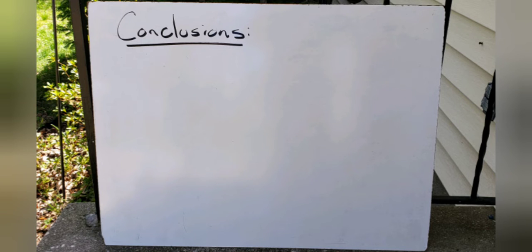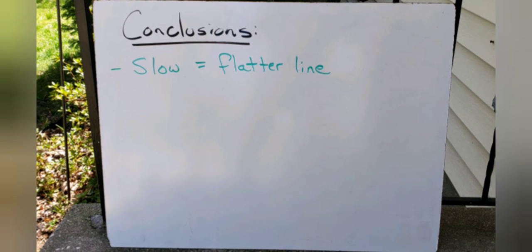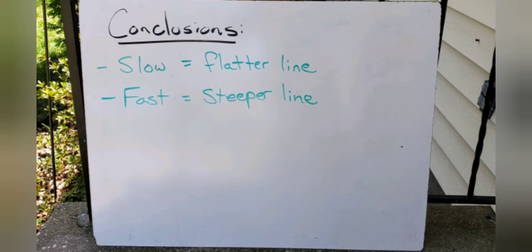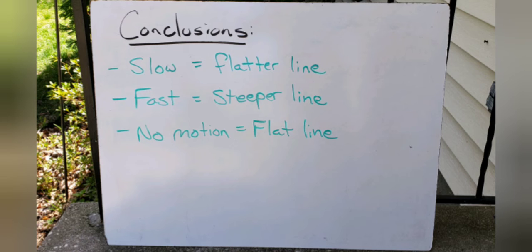Okay, so let's talk conclusions that you guys have about graphing constant velocity. A couple things you mentioned from the previous video was that a slower velocity is a flatter line, while a faster velocity is a more steep line. What we also saw in this video is that when there's no motion or a pause, that is represented with a flat line.